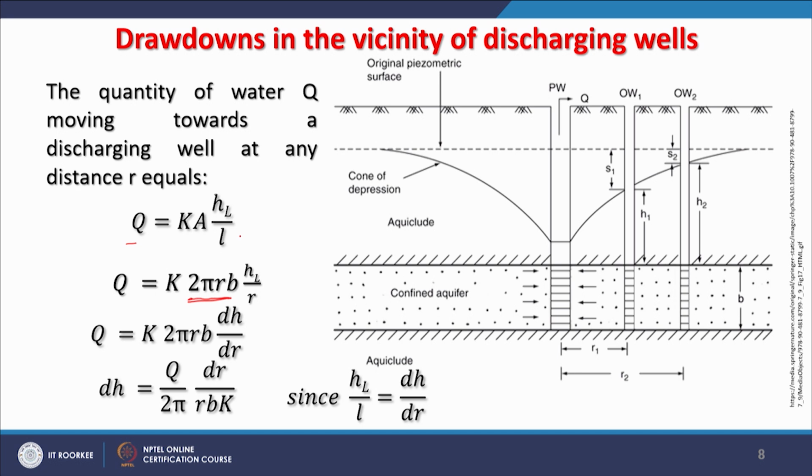So, this length is our radius, the overall radius, and then we can write Q equal to K 2 pi r B dH upon dr, and further we can take out the dH and write dH equal to Q upon 2 pi K B times dr upon r. Because we know that dh/dL can be written as dH upon dr, that way we can write this Darcy law in this manner.